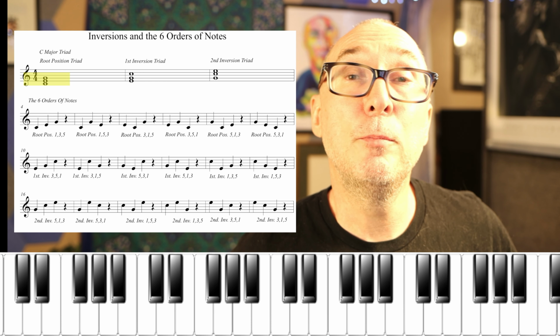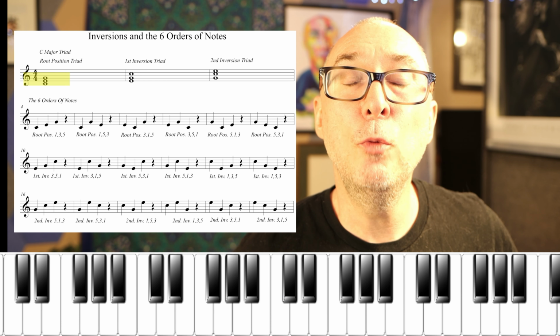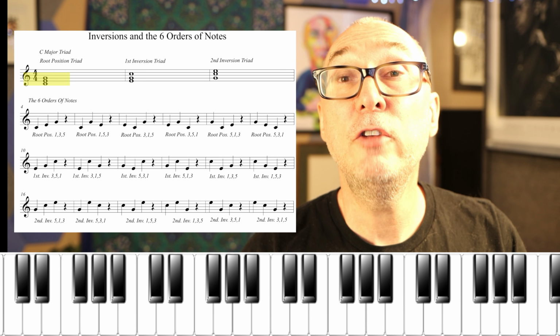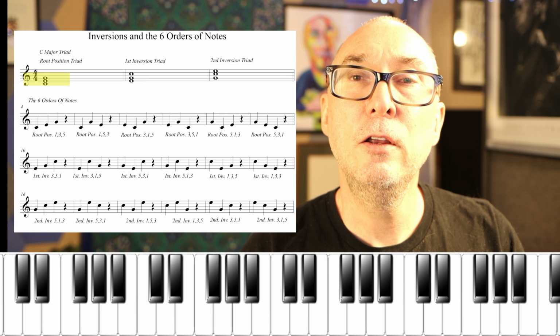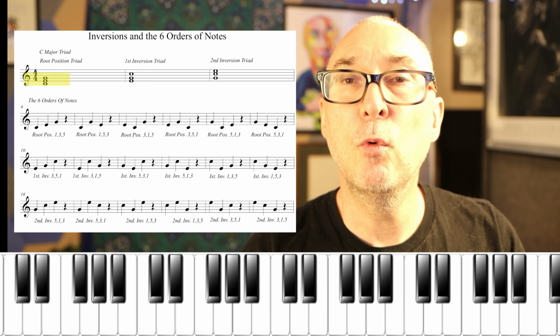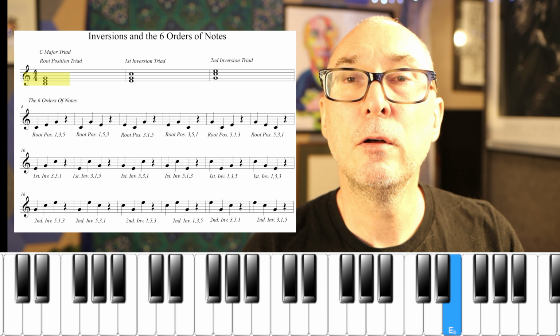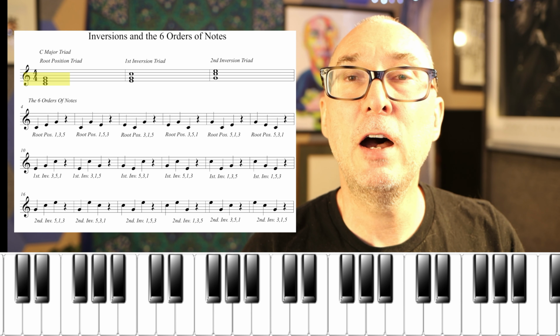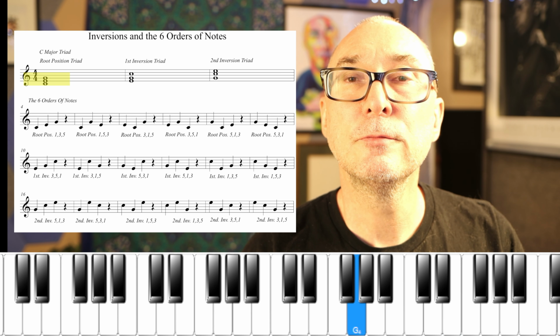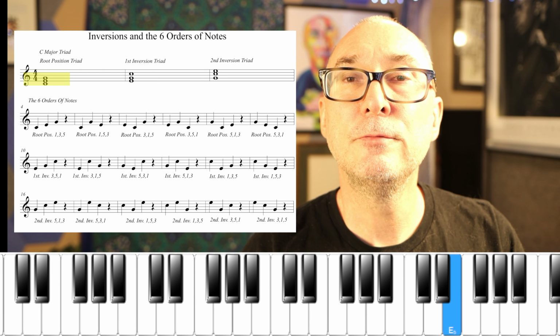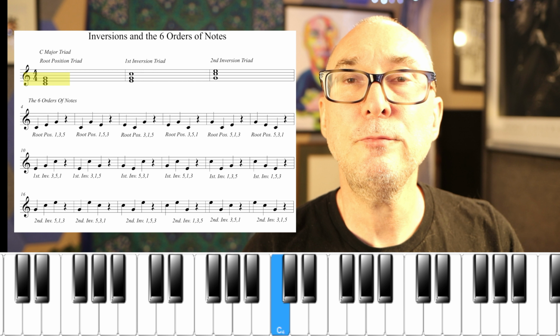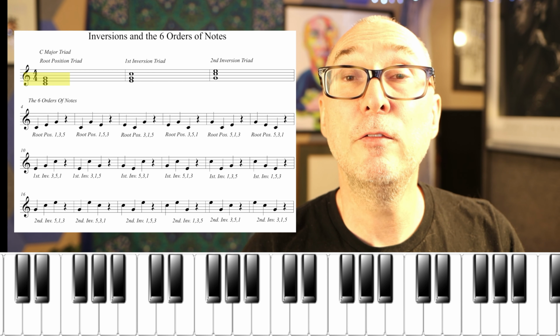Keep in mind that we can apply this principle to spread or open position triads as well. For example, again using the C Major Triad, in spread position we have 1, 5, 3, 1, 3, 5, 3, 1, 5, 3, 5, 1, 5, 1, 3, and 5, 3, 1.